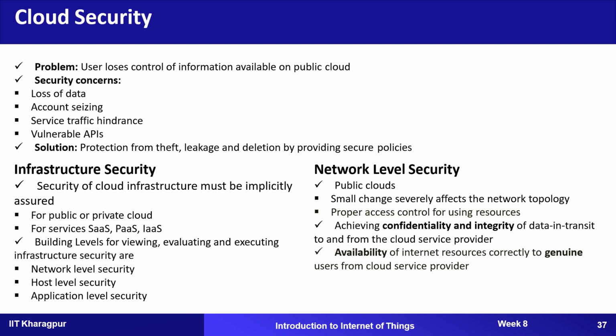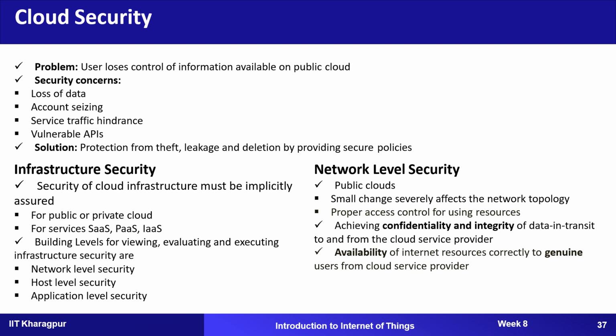Now the first one that we will discuss is infrastructure security. Infrastructure security means the security of cloud infrastructure must be implicitly assured in case of cloud computing for both public as well as private cloud, and for all the services, that is software as a service, platform as a service, and infrastructure as a service. Then the levels for viewing, evaluating and executing infrastructure security are network level security, host level security and application level security. So first of all we will discuss network level security.